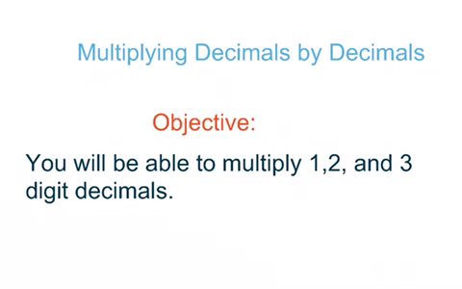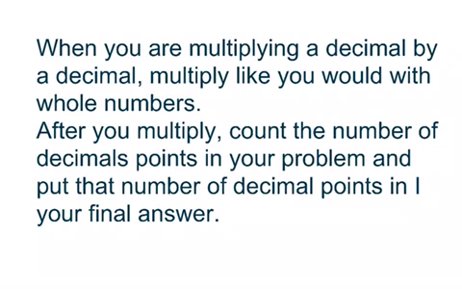Alright everybody, today we're multiplying decimals by decimals, just a little review video, so we're going to be able to multiply 1, 2, and 3 digit decimals here. When you're multiplying a decimal by a decimal, you multiply just like you would with any other whole numbers, except after you finish multiplying, you count the number of decimal places in your problem and put that number of decimal places in your final answer.